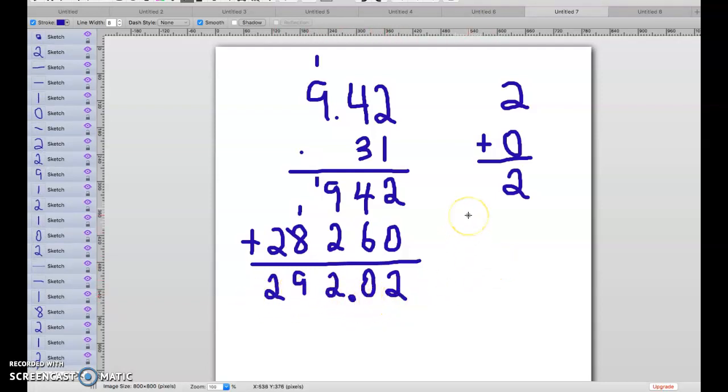So again, the number of decimal places in your answer is going to be the number of decimal places in your first number plus the number of decimal places in your second number.